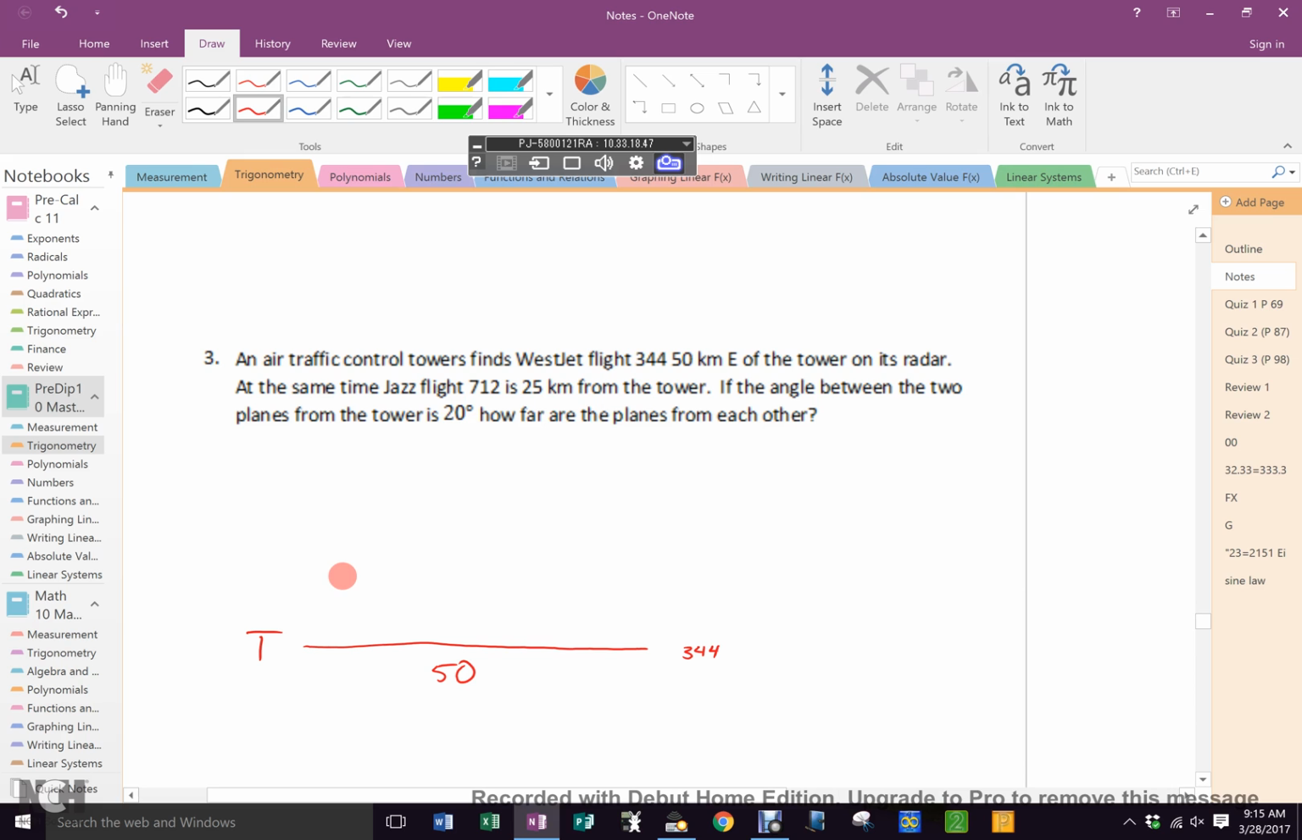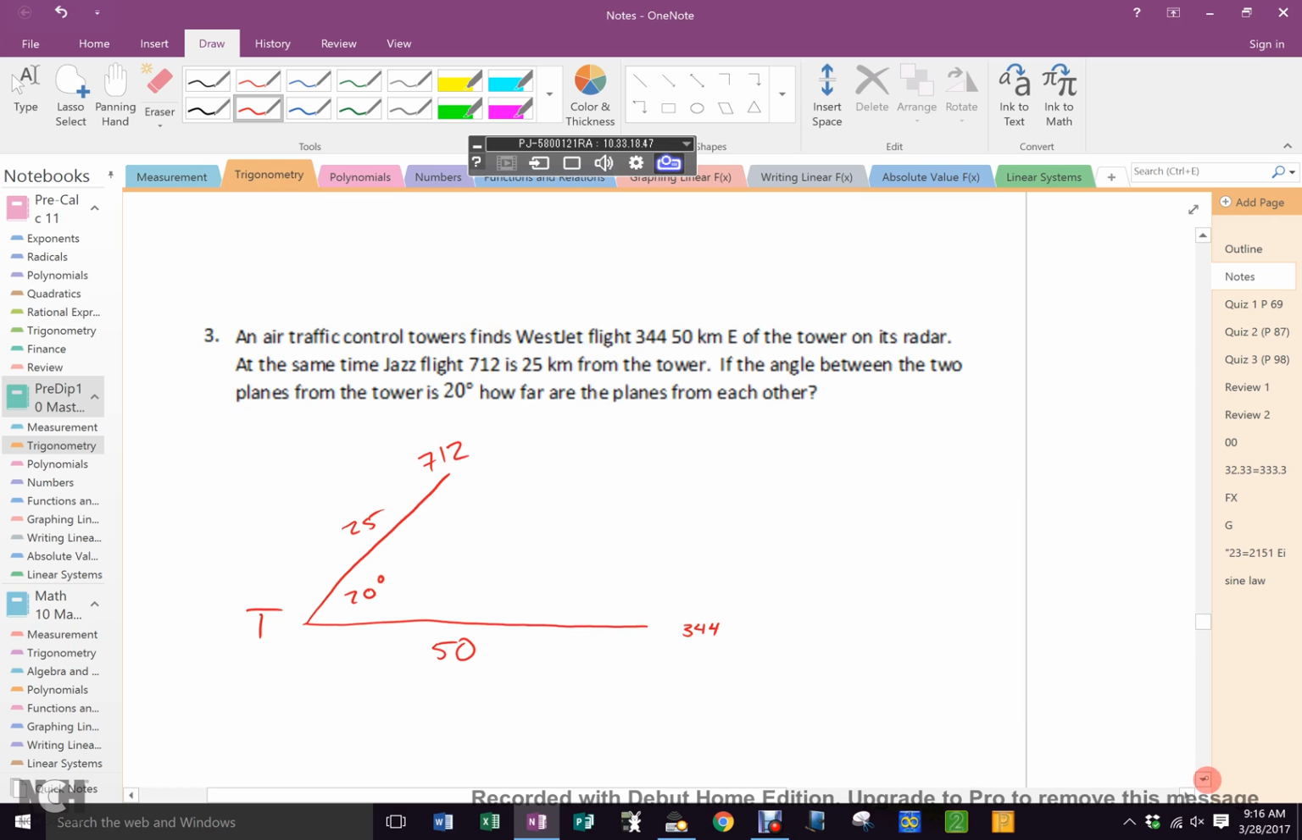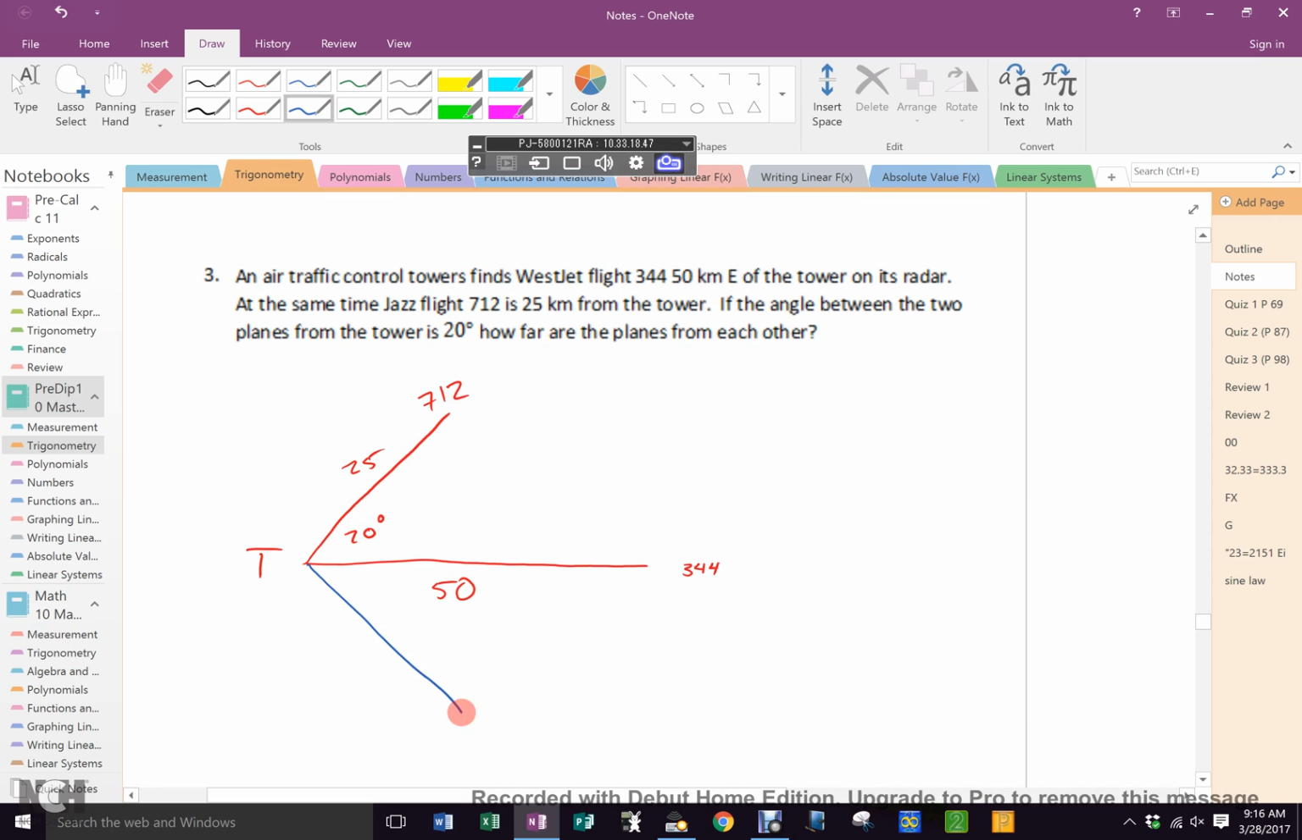So do I know exactly where flight 712 is? I know how far it is away from me, right? It's 25 kilometers. Does it matter where I put it? Could flight 712 be up here, north of me? Yeah. And that would be 25, correct? And this would be 20. Agreed? But could flight 712 also be south of me? 25 and 20? Is that okay?